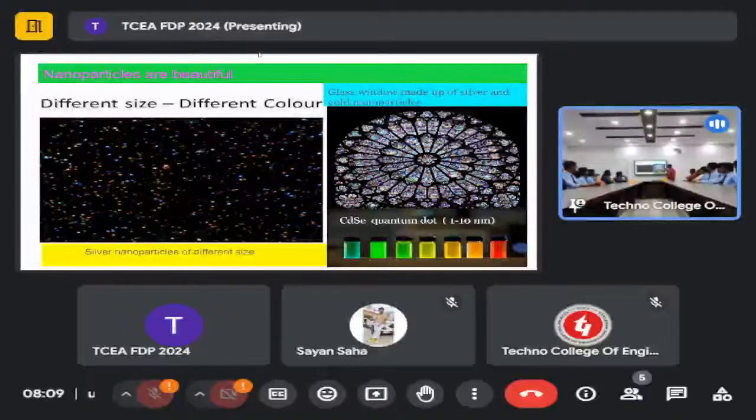Now let me tell about that. The different nanoparticles show different colors. Silver nanoparticles show different colors depending on their size. The semiconductor nanoparticles show different colors as the size varies from 1 to 10 nanometers.